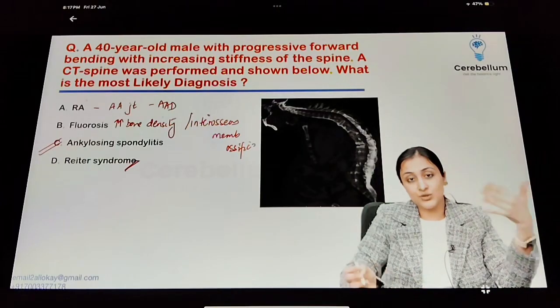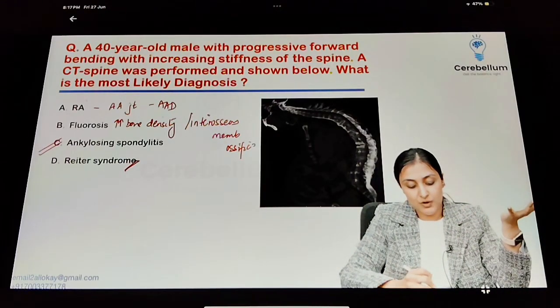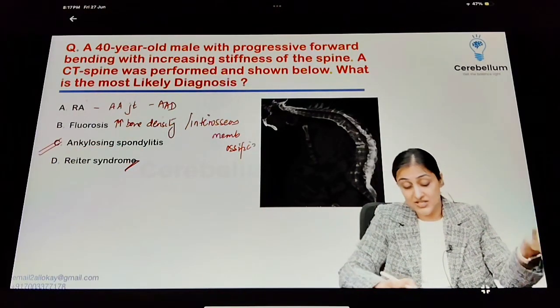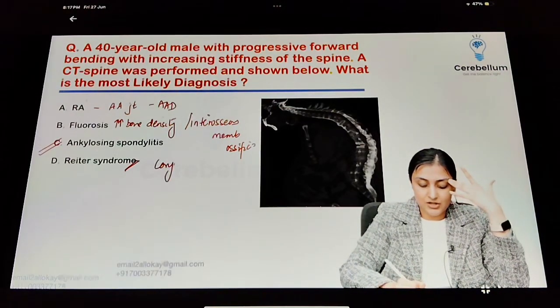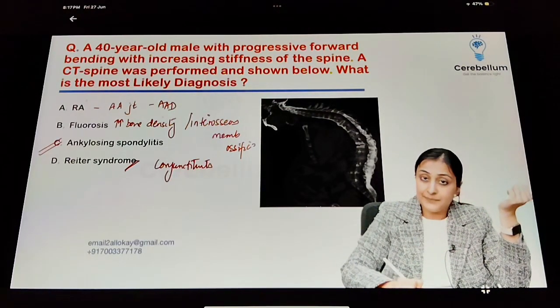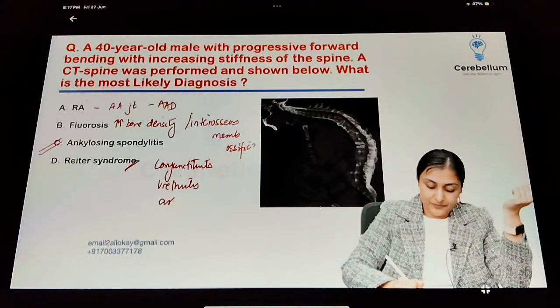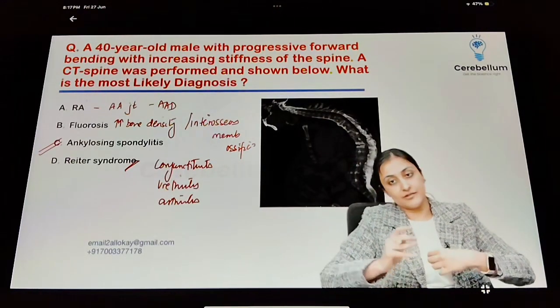Reiter syndrome is a seronegative ANSPON. Basically, it's just like ankylosing spondylitis, but it involves peripheral joints more. It's a triad. You've learned this. Can't see, can't pee, can't climb a tree. Can't see meaning conjunctivitis, can't pee, urethritis, can't climb a tree, arthritis. So this is the triad of Reiter syndrome.